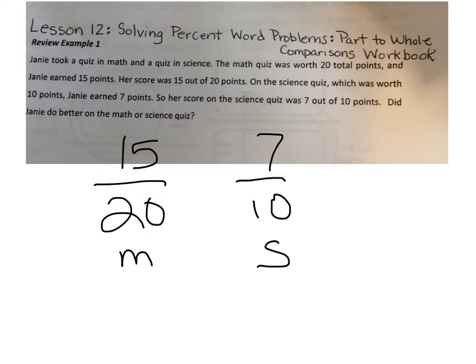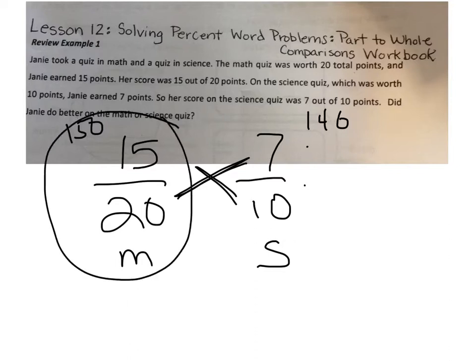You certainly could change everything to a percent, because when you change things to a percent, you're comparing everything to 100. That's one option. Otherwise, we could just look at these and we could make the denominators the same. So you could make this bottom number 20 and figure out what the top number is. We could also multiply diagonally. So if I multiply that, I get 140. If I multiply this, I get 150. And you should be able to see that 150 is bigger than 140. So she did better on her math quiz.